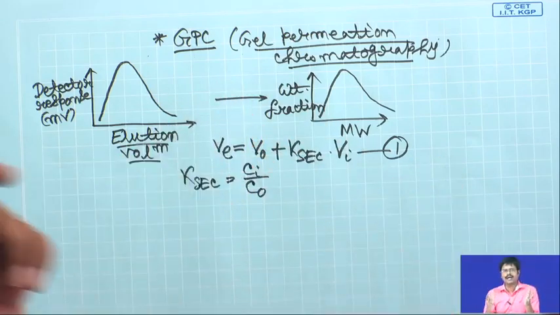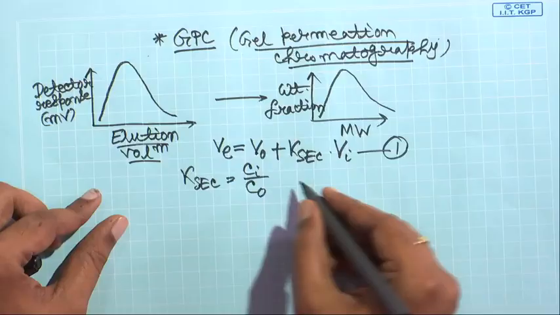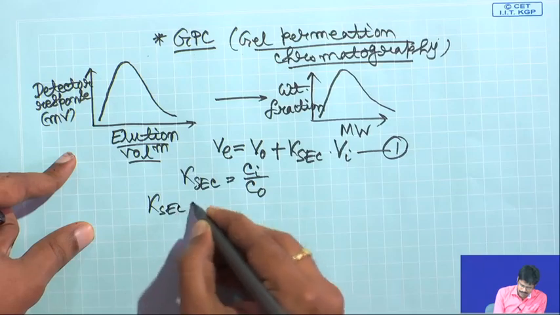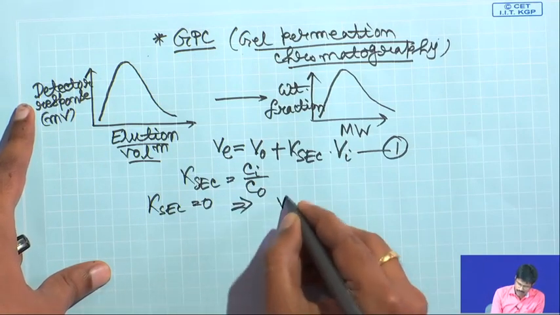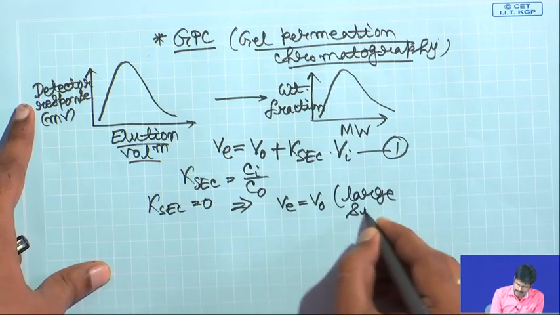So, if you have a very large size polymer, almost nothing will go into the pore, because the pores are smaller than this polymer. So, it will just come out. If that happens, then what is the value of C_I? The value of C_I is 0 for large size polymers. So, for large size polymers, your K_ACC will be 0. That will mean your V_E equals V_0 for large size polymers.